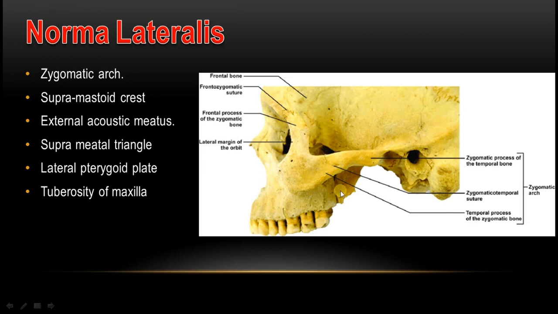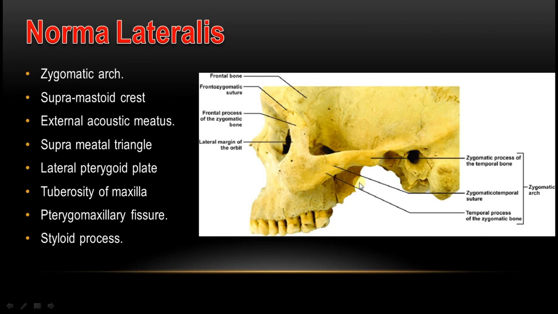Between the maxilla and the lateral pterygoid plate, you see the pterygomaxillary fissure. If you go deep into the pterygomaxillary fissure, it will lead into a space which is called the pterygopalatine fossa. So that is called the pterygopalatine fossa.